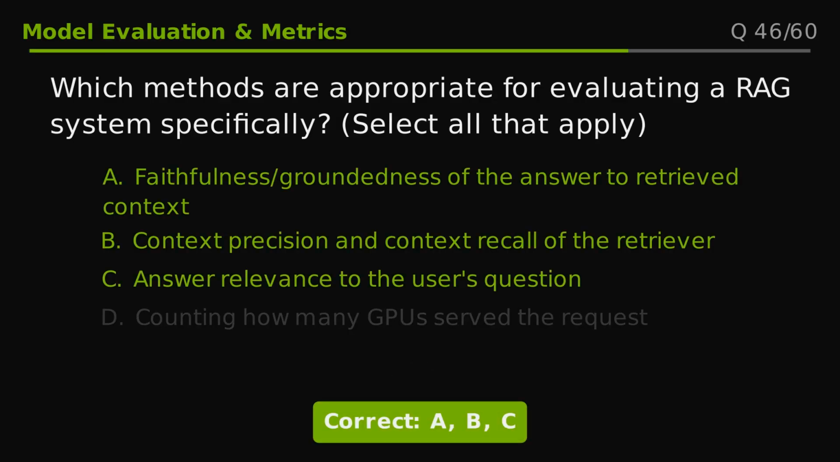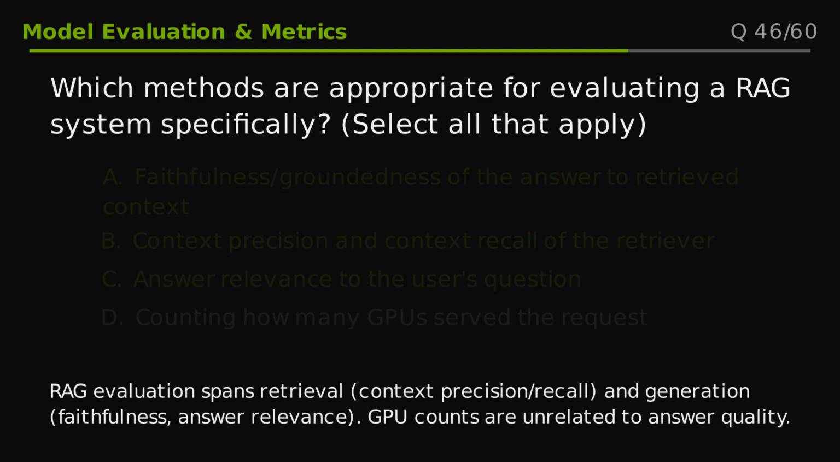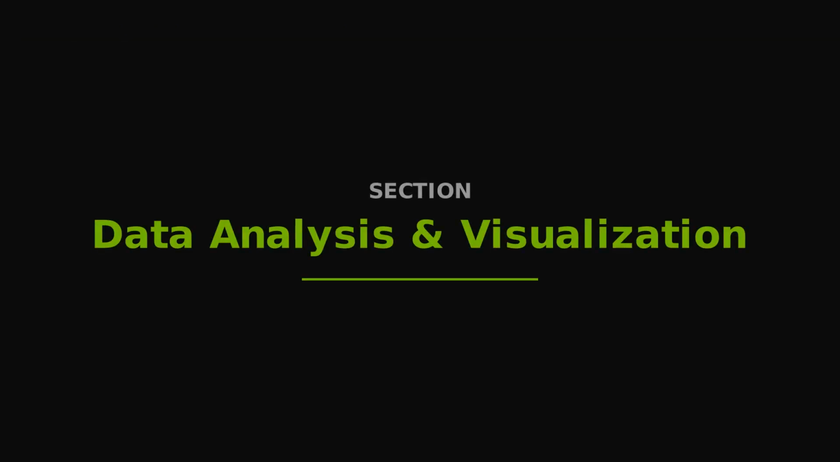The correct answers are A, B, and C. RAG evaluation spans retrieval, context precision and recall, and generation, faithfulness and answer relevance. GPU counts are unrelated to answer quality. Next section, data analysis and visualization.